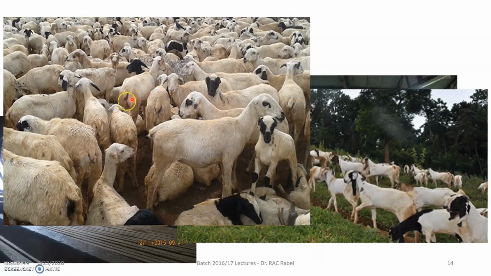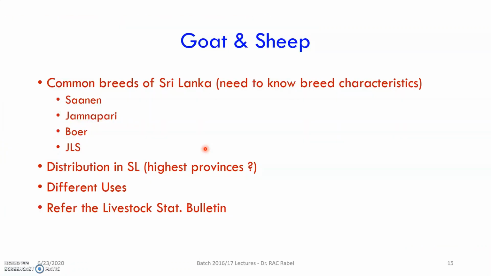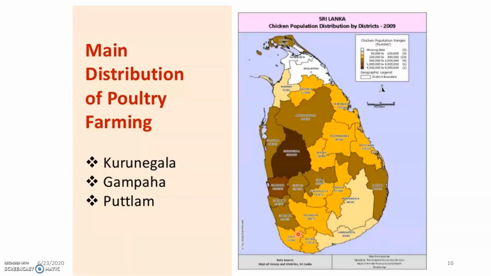But what breed do you think this is? This is actually not goat, this is sheep. This is a breed called Jaffna local sheep, which is exclusively found in the Jaffna Peninsula. Right, so you need to know about these breeds, their purposes, distribution in Sri Lanka, different uses, and so on. I have attached a goat statistical bulletin also.